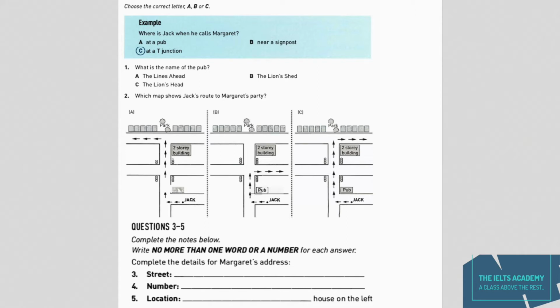Hello, is that Margaret? Yes, who's speaking? Margaret, it's Jack. I think I'm lost. I can't see a signpost. Jack, so where are you now? Well, I'm a bit confused about the directions, but I'm at a T-junction. Jack says he is at a T-junction, so you choose C, at a T-junction.